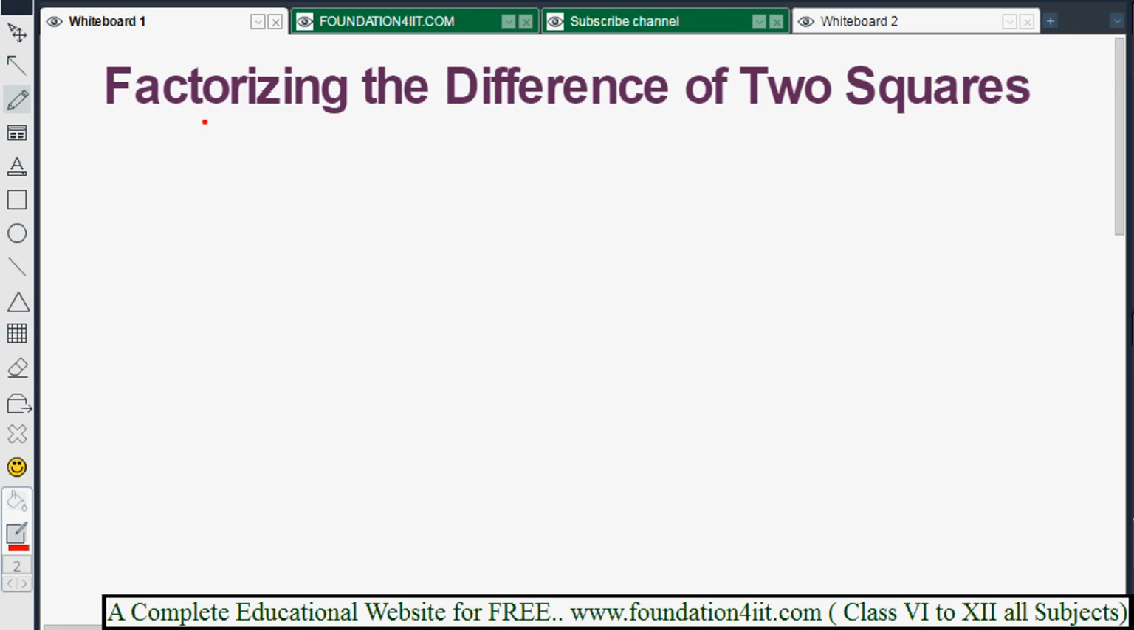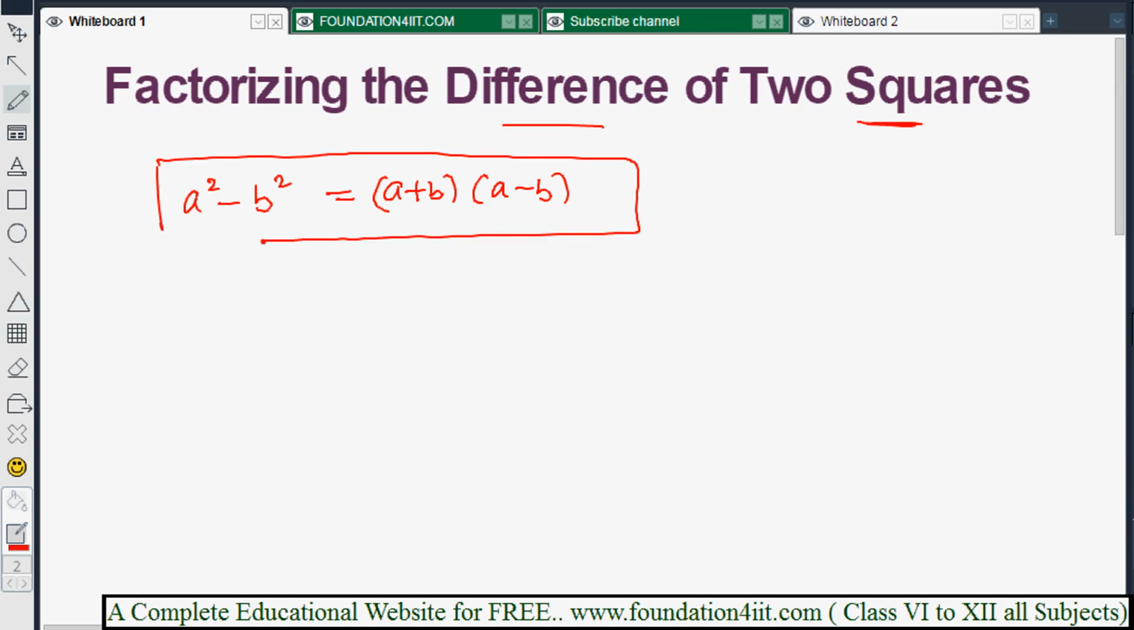So here, factorizing the difference of two squares. The algebraic expression is of the form a square minus b square, the difference of two squares. The identity is already learned: a square minus b square equals a plus b into a minus b. Only this identity will apply to factorize the difference of two squares.